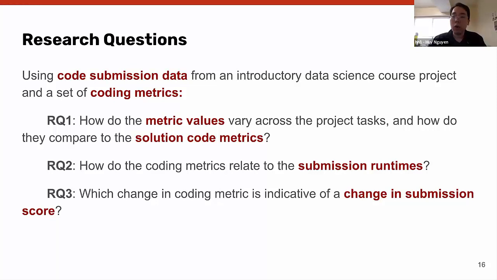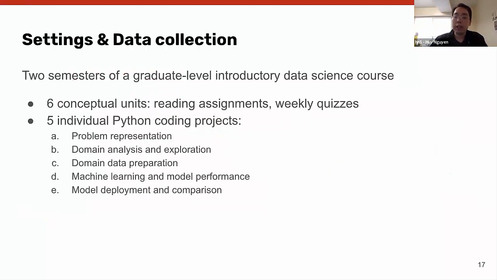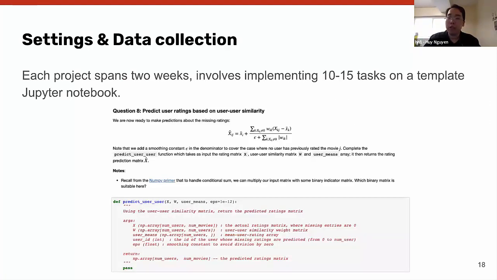So through these questions, our goal is to examine whether the chosen metrics can reflect the nature of data science code as well as the student's learning progress. To answer these questions, we collected data from 2 semesters of a graduate level Intro to Data Science course. The course has a conceptual component with reading assignments and quizzes, as well as a practical component with 5 individual Python coding projects. Each project spans 2 weeks and consists of 10 to 15 tasks that the student needs to implement. So here is a screenshot of an example task, which asks the student to implement a recommendation algorithm.